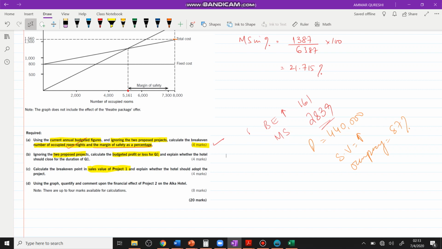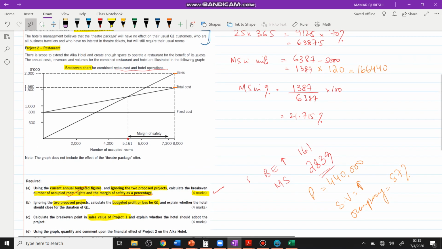So that's the end of this video. There are up to 4 marks available for the calculation. So break even will increase, margin of safety will increase, profit will increase. Break even will increase by 161, margin of safety will increase by 1387 units. 440,000 is the new profit, and the current profit is 166,440. So this will be the increase in profit, right?